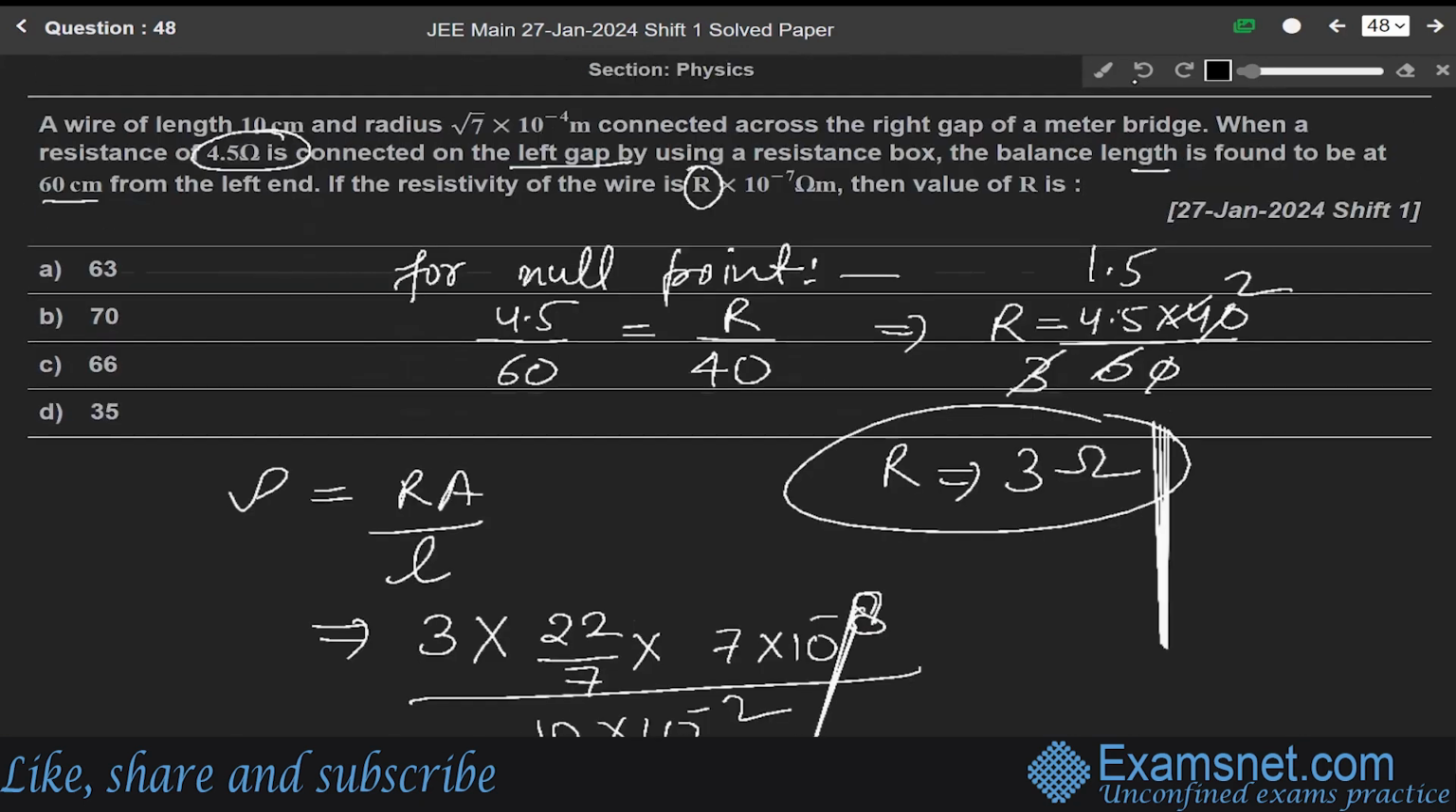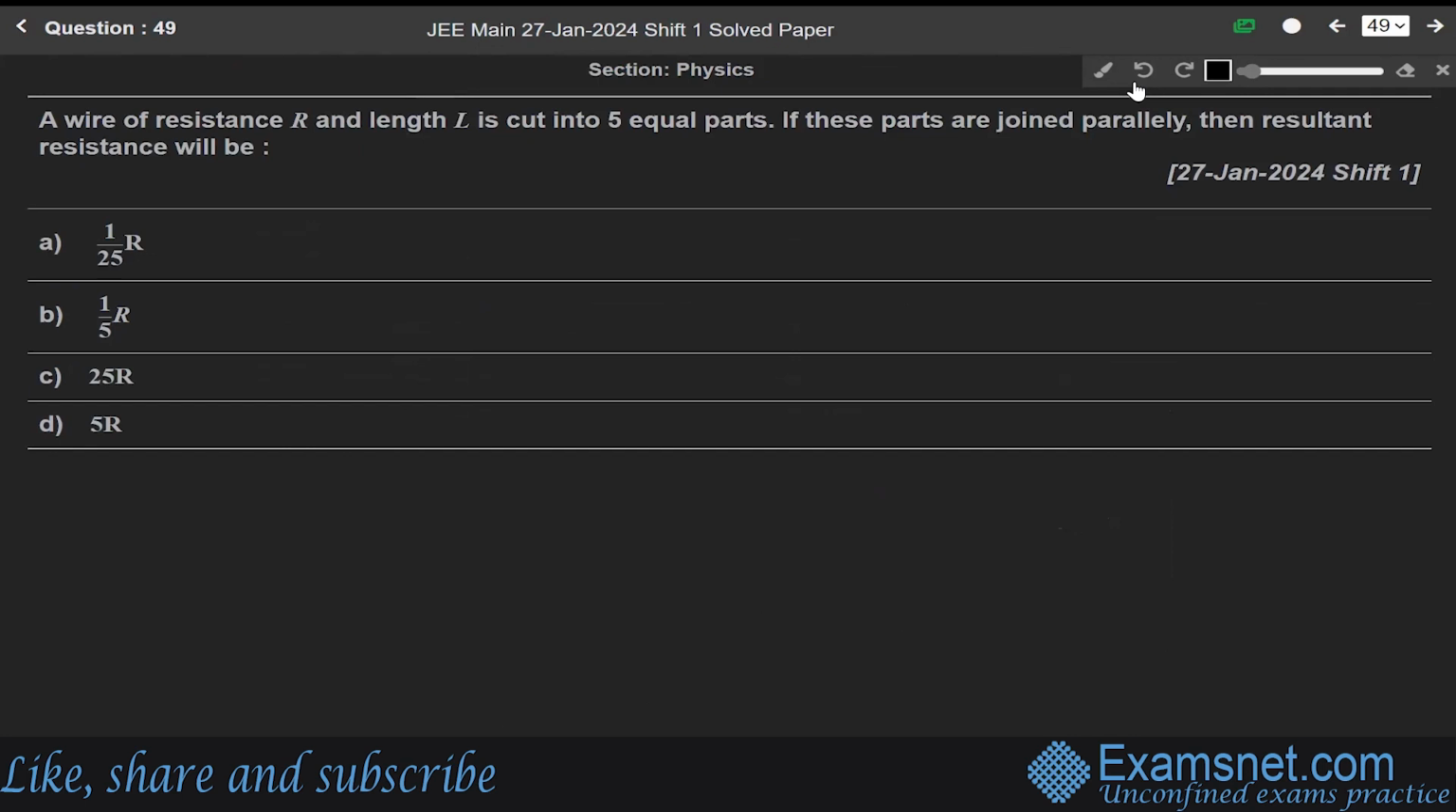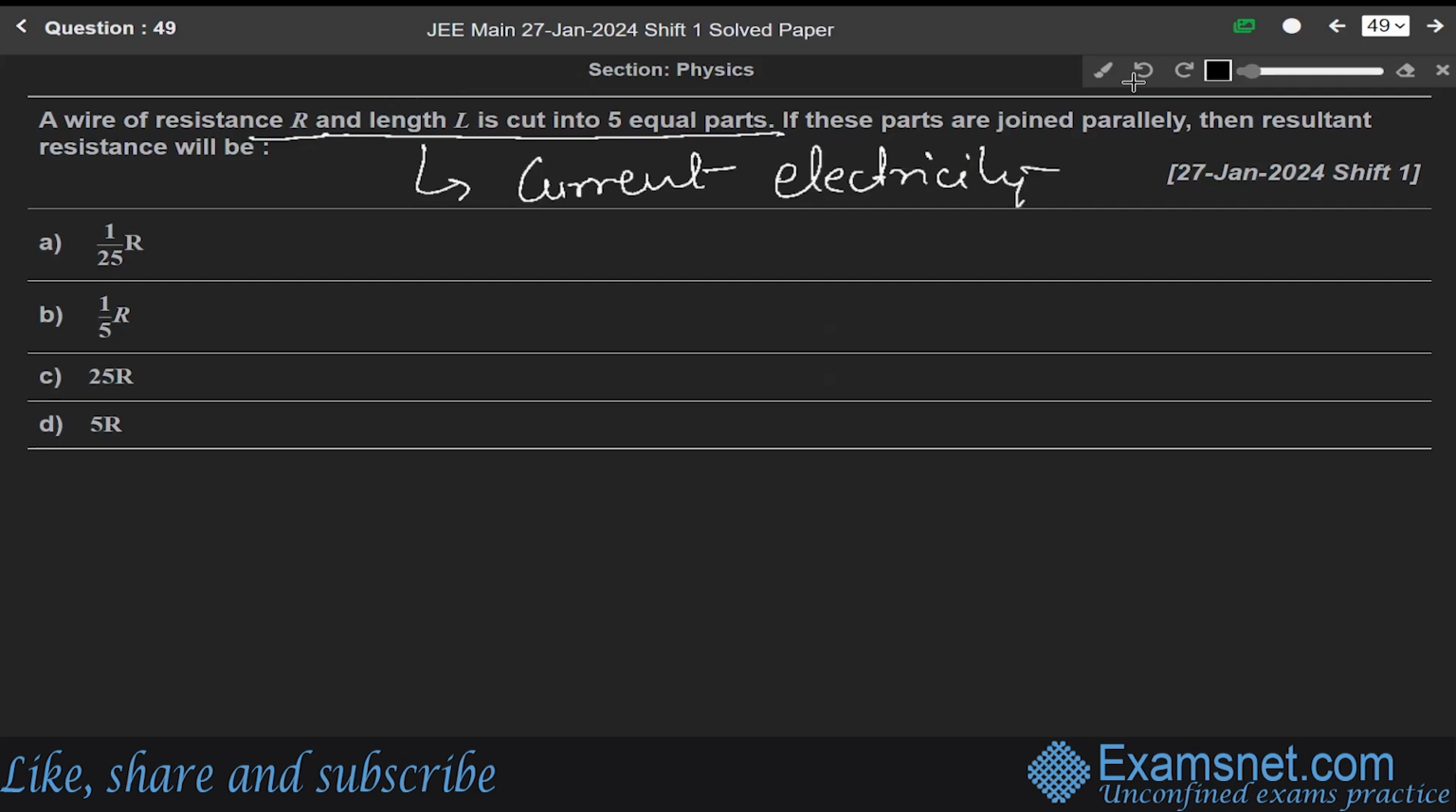Okay. Now next question, question number 49. This question says that a wire of resistance R and length L is cut into 5 equal parts. If these parts are joined parallelly, then we have to find the resultant resistance. This question is from the chapter of current electricity.